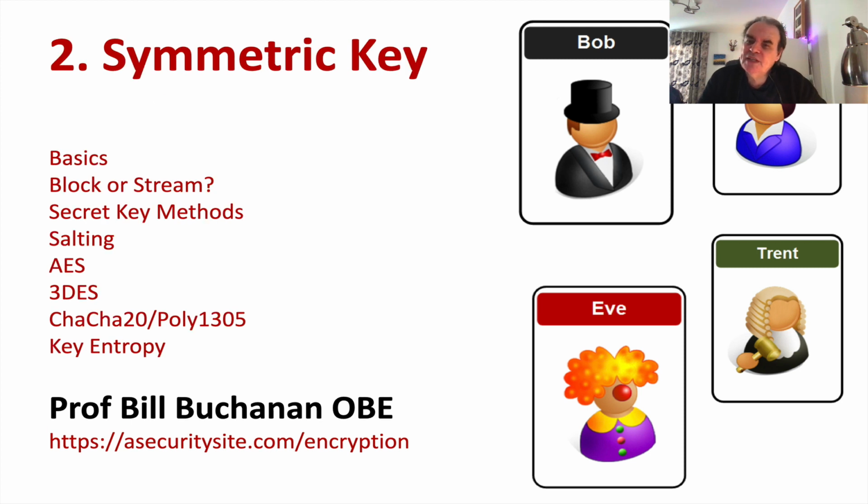Then we'll look at symmetric key, the workhorse of the industry, and how we can add salt methods, how we can salt our encryption to make sure that it's forever changing. So for that, we'll look at block or stream ciphers as part of that. And then an important area is key entropy, understanding how secure our keys actually are.